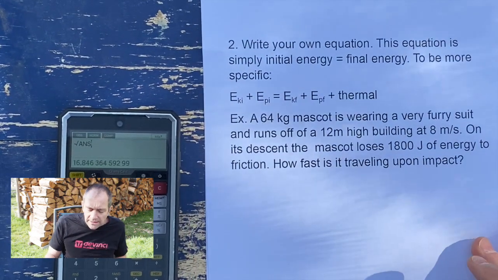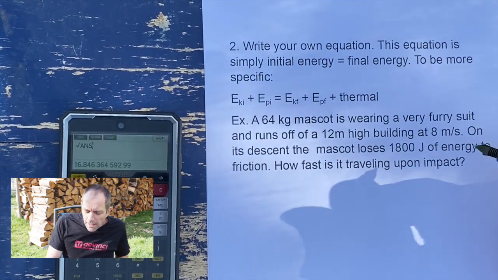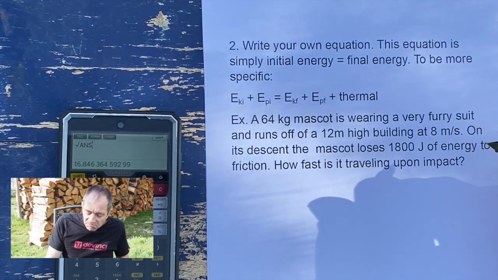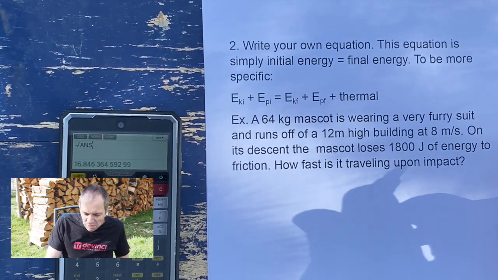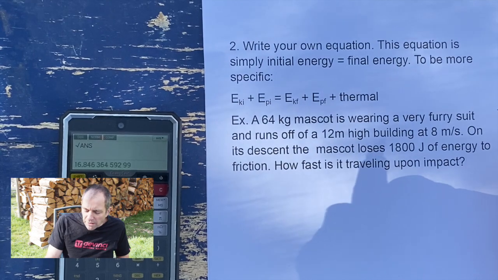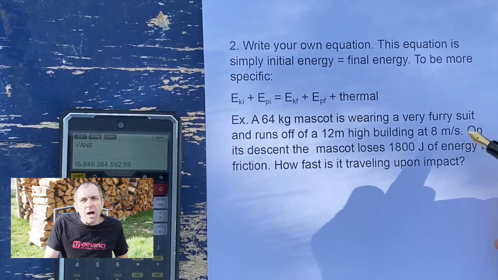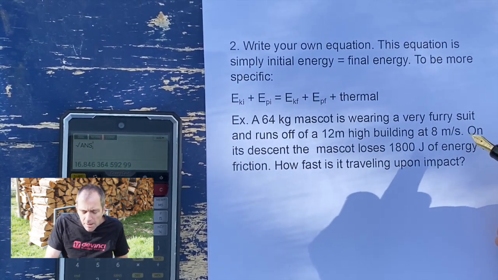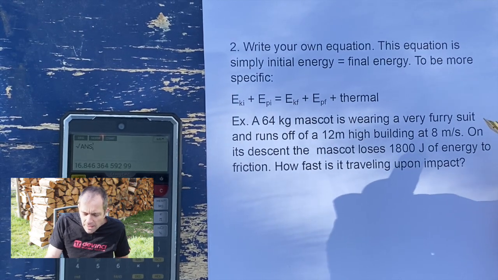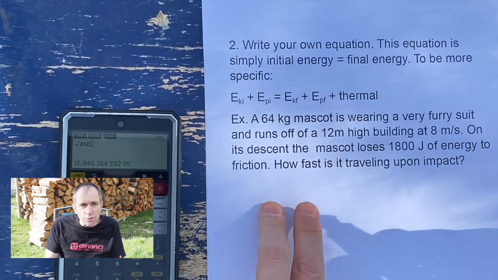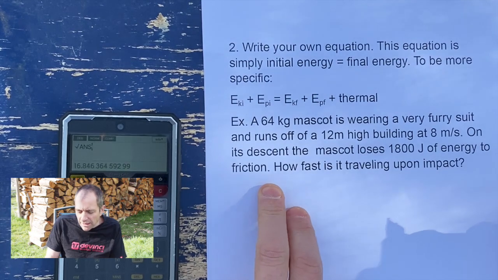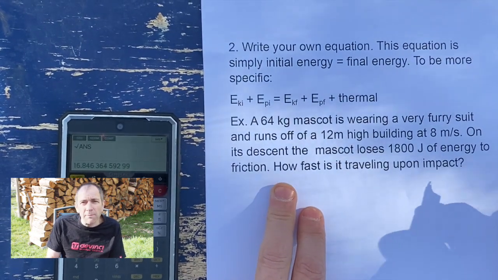So here we've got a 64 kilogram mascot. It's wearing a very furry suit, as you'd expect a mascot to do, I guess, and runs off a 12-meter high building at 8 meters a second. Probably not what you'd expect a mascot to do. On its descent, the mascot loses 1,800 joules of energy to friction. How fast is it traveling upon impact?